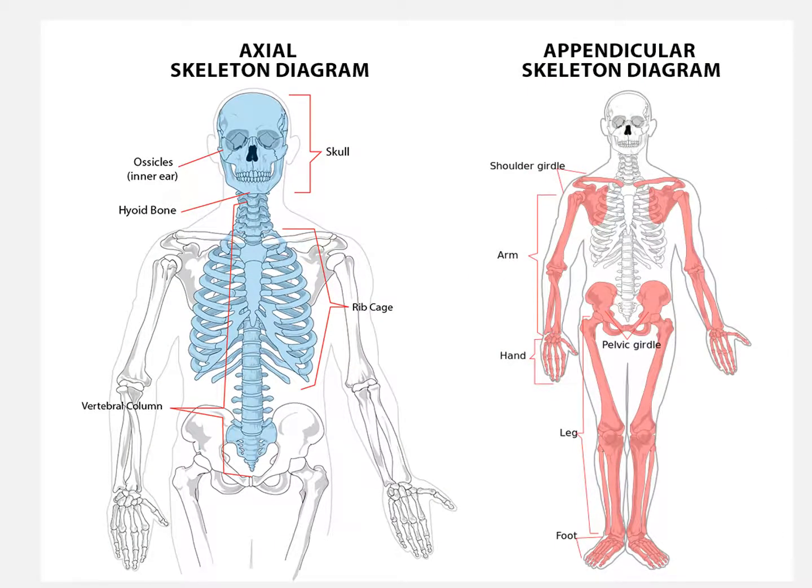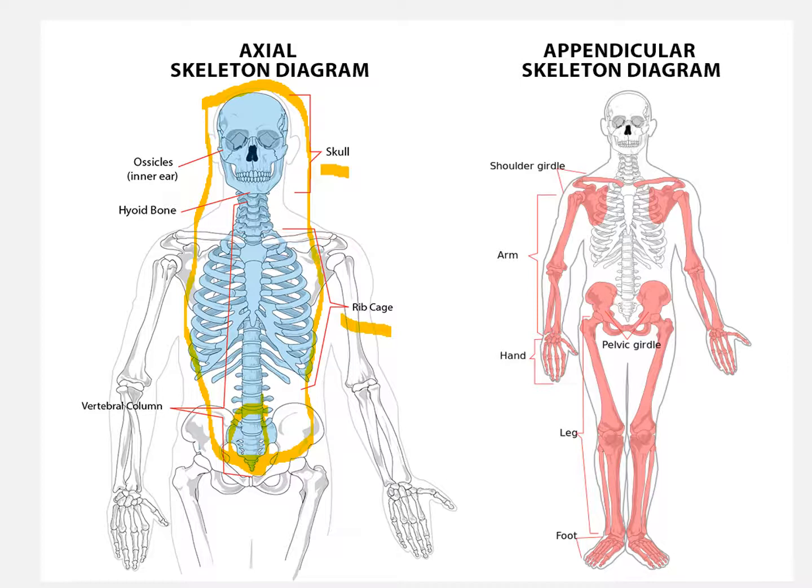All right, so the axial is more confined to the central part of the body. The axial is going to include the skull, rib cage, the coccyx area, the vertebrae, and so on. So that's the axial. Whereas the appendicular is, of course, all the bones that are not axial.